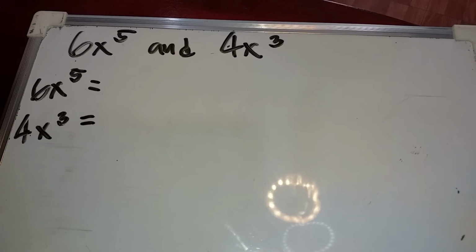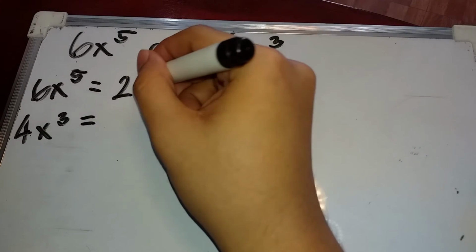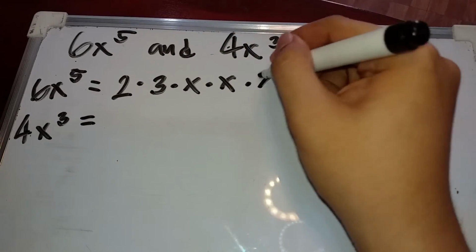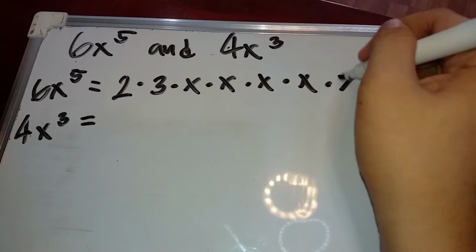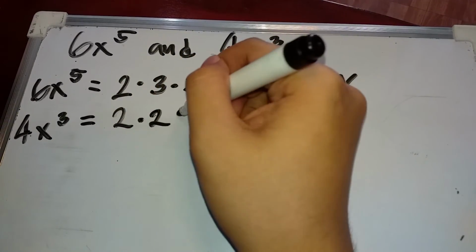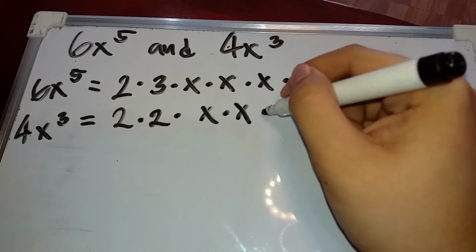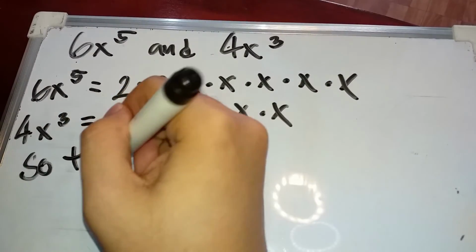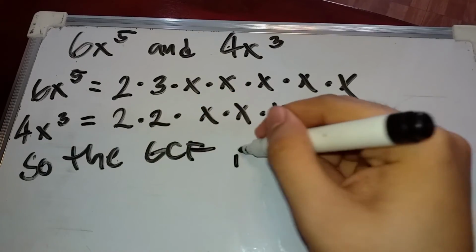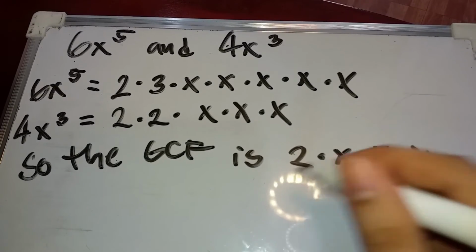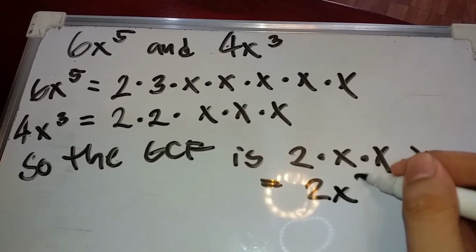Given is 6x raised to 5 and 4x cubed. 2 times 3 times x times x times x times x times x is equal to 6x raised to 5. 2 times 2 times x times x times x is equal to 4x cubed. So the GCF is 2 times x times x times x, equal to 2x cubed.